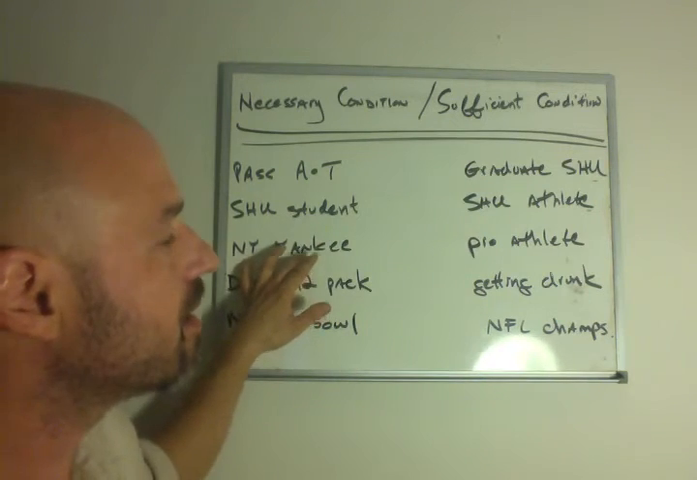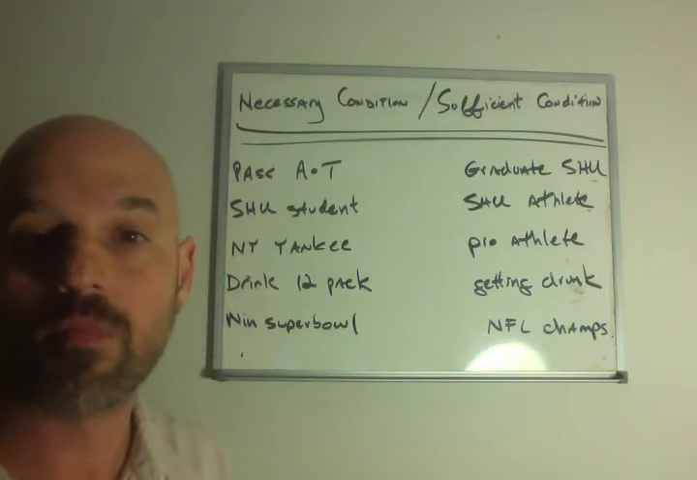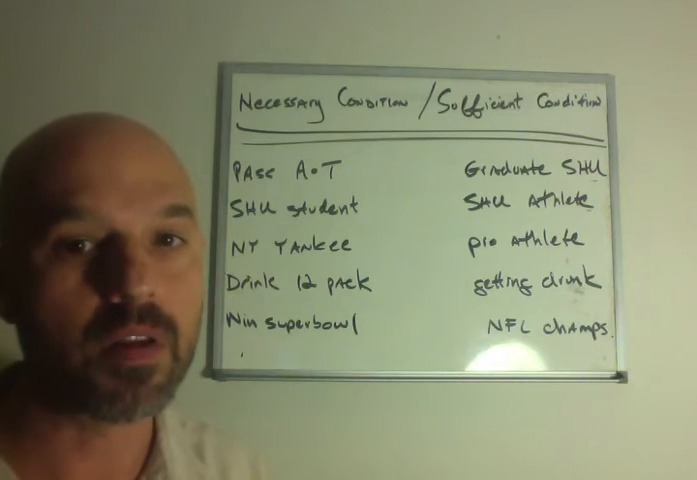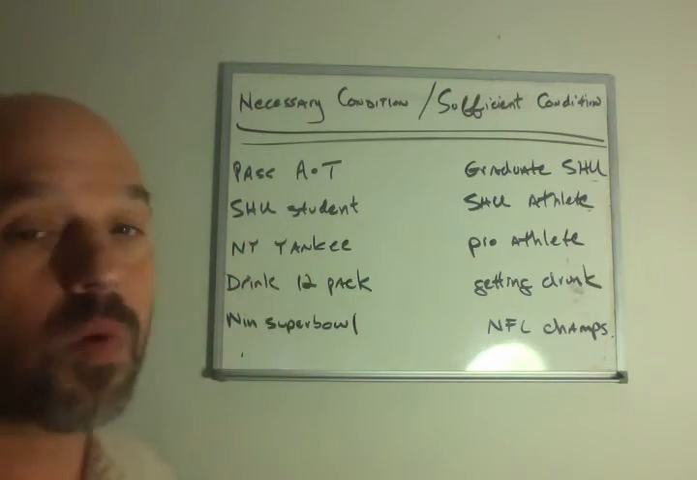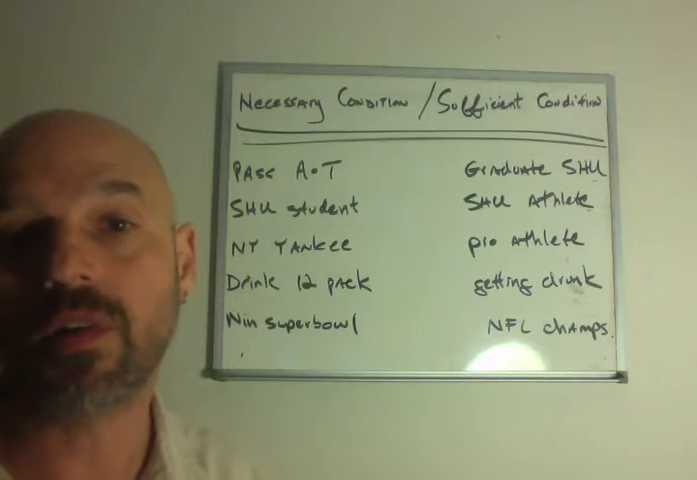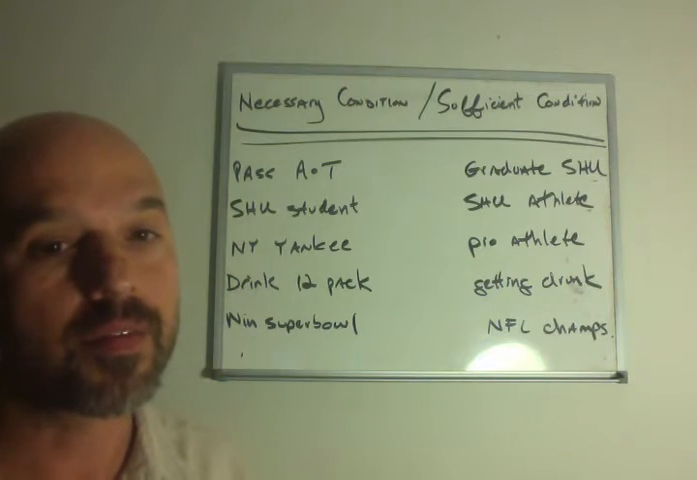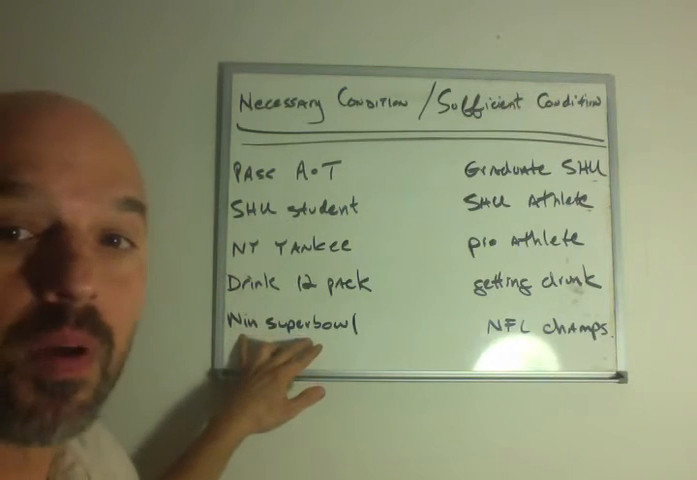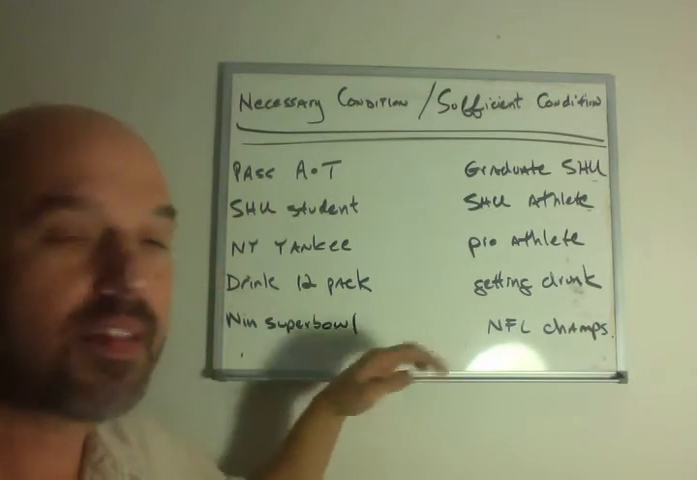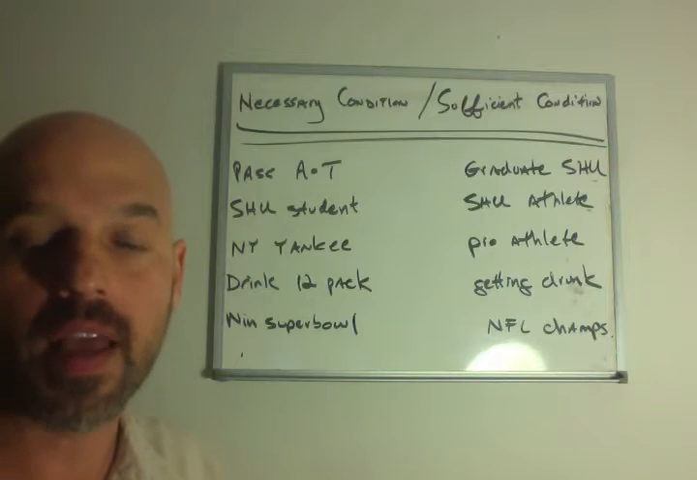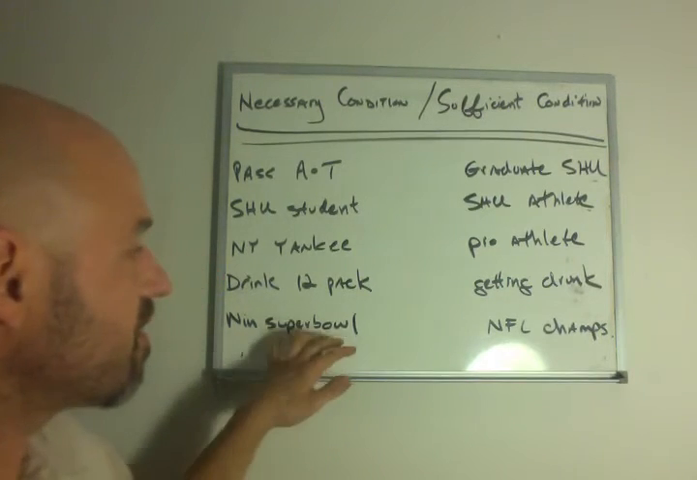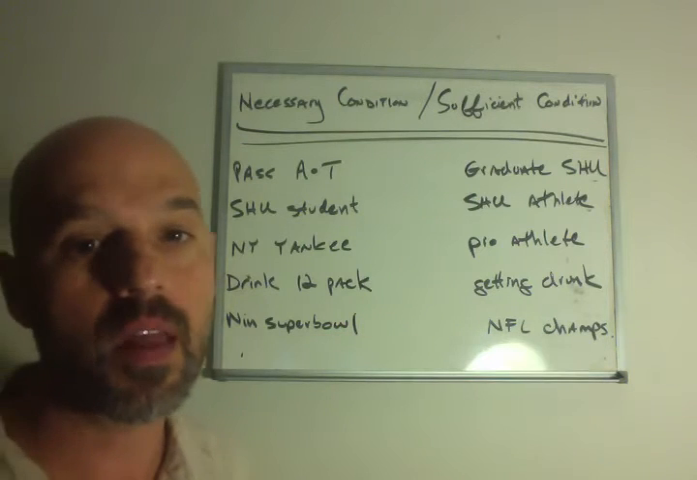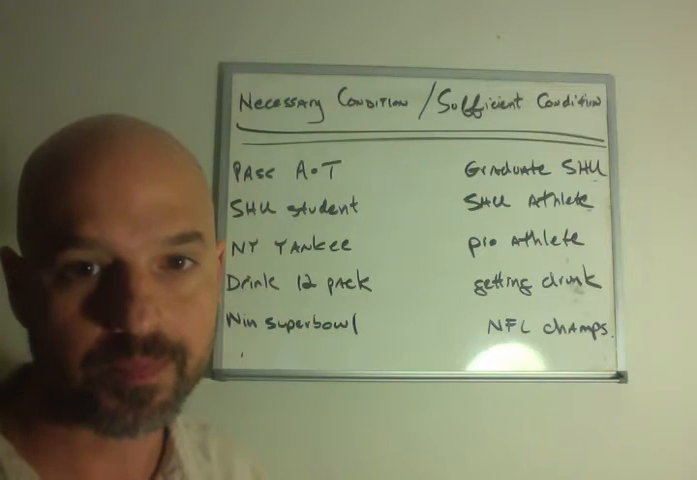Being a New York Yankee is sufficient for making you a pro athlete, but it's not necessary. There are other ways of being a pro athlete. Drinking a 12-pack is sufficient for getting you drunk, but it's not necessary. There are other ways to get drunk. Winning the Super Bowl is necessary and sufficient for being the NFL champ. It's necessary, there's no other way to become champ, and it's sufficient. If you win that Super Bowl, you're champ.